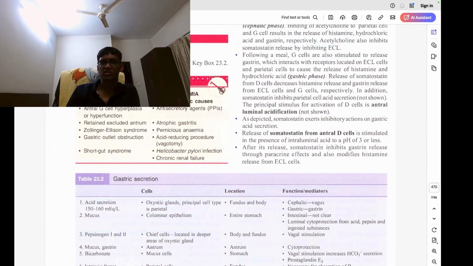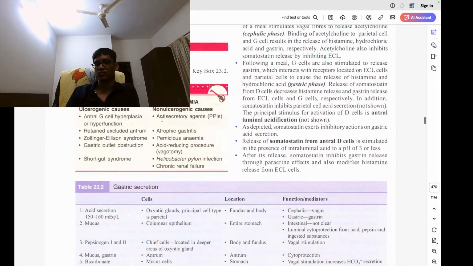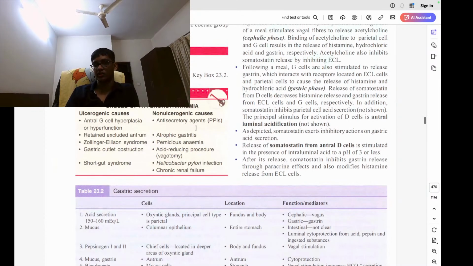You can remember this: ulcerogenic causes include ventral G cells, Zollinger-Ellison syndrome, retained excluded antrum, gastric outlet obstruction, short gut syndrome. Then non-ulcerogenic causes are anti-secretory proton pump inhibitors, and atrophic gastritis, pernicious anemia, acid reducing procedure, vagotomy, Helicobacter pylori infection, and chronic renal failure.